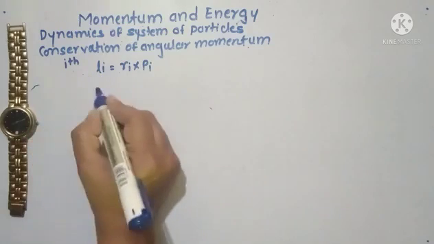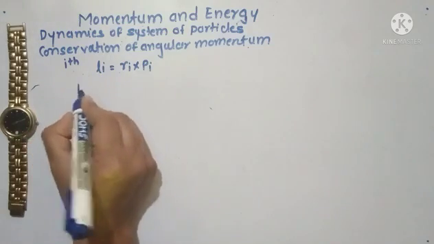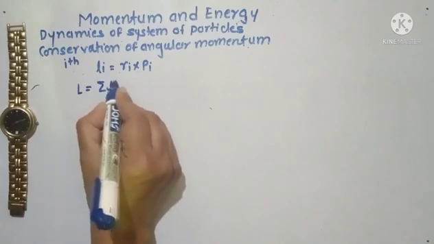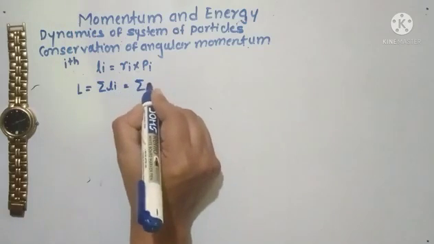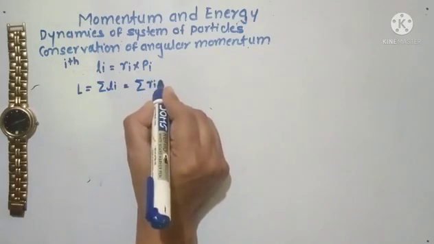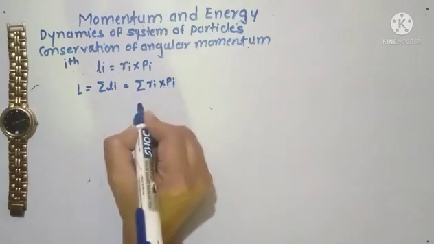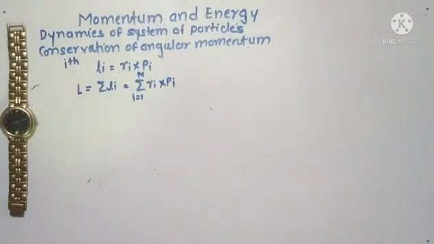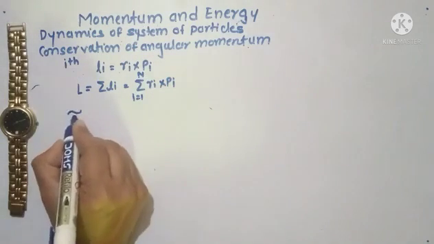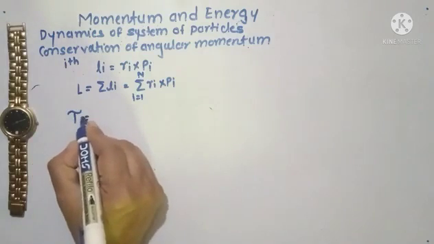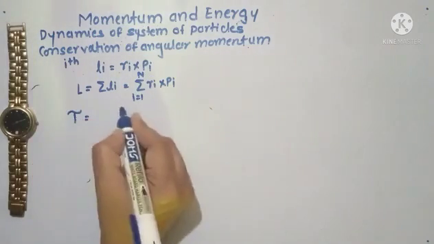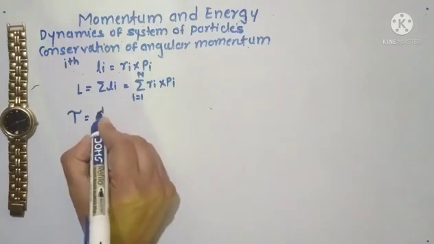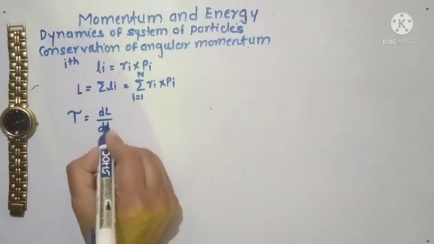Now if we are considering the total system, this total angular momentum of the system is given by the summation of this Li, or I can write it as the summation of Ri cross Pi, where i runs from 1 to n if the system consists of n number of particles. Now suppose this tau is the external torque which is required for the angular displacement of the system of particles, and which is given by dL upon dt.